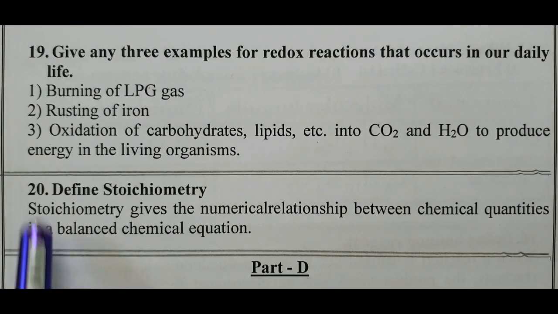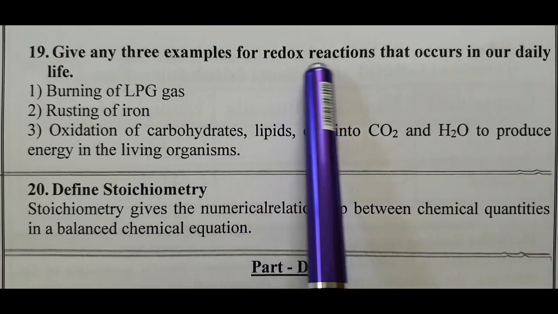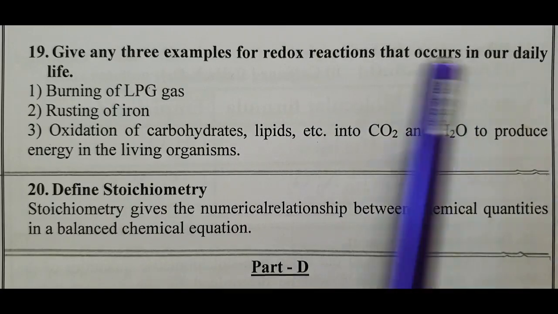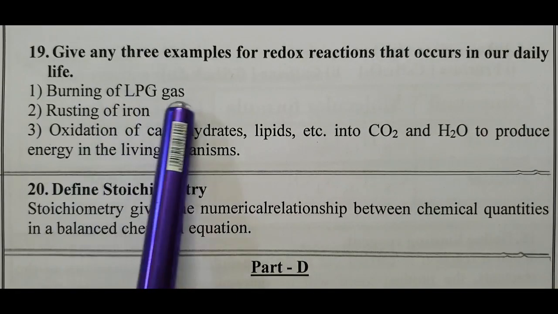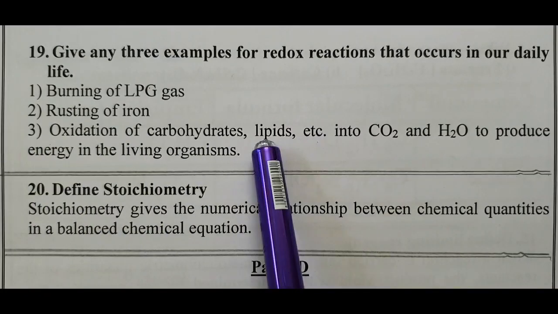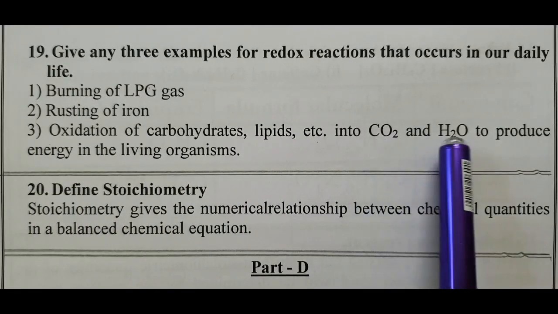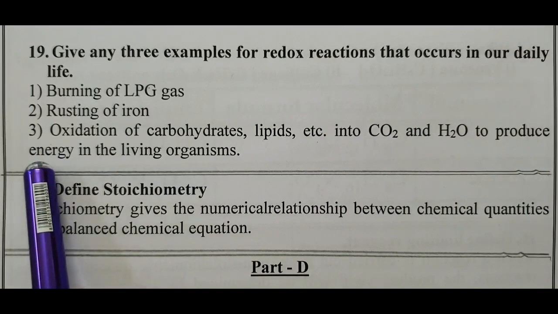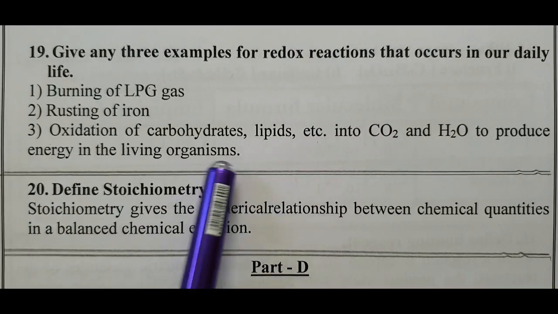Question number 19. Give any 3 examples for redox reactions that occur in our daily life: burning of LPG gas, rusting of iron, oxidation of carbohydrates, lipids, etc. into carbon dioxide and H2O to produce energy in the living organisms.